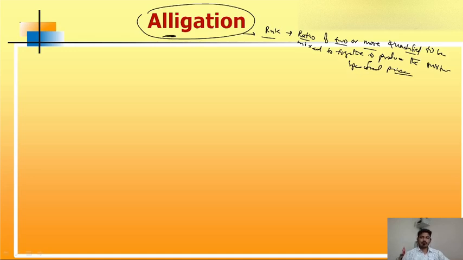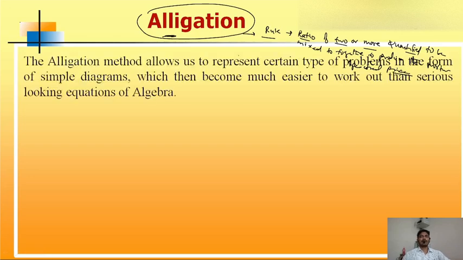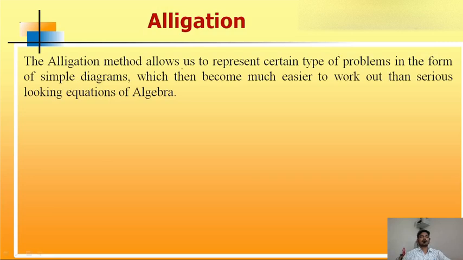Next, let us see the purpose. The allegation method allows us to represent certain types of problems in the form of simple diagrams. In allegation we mainly focus on solving problems with simple diagrams instead of algebraic equations, by representing the given data in the allegation problems.